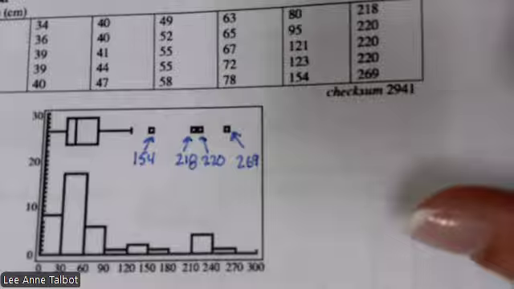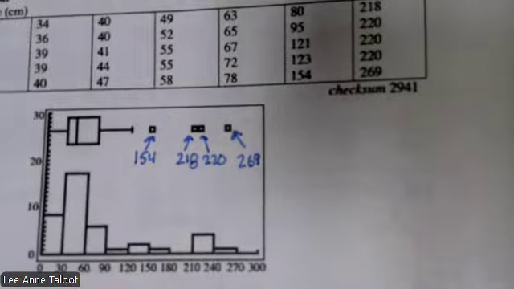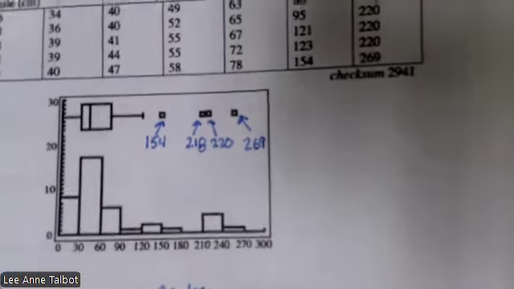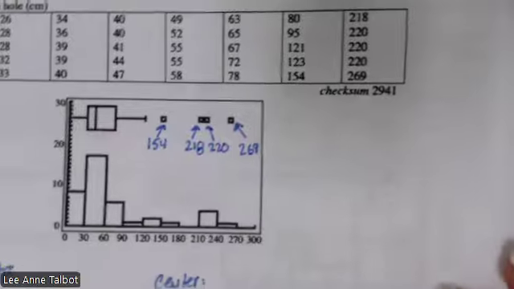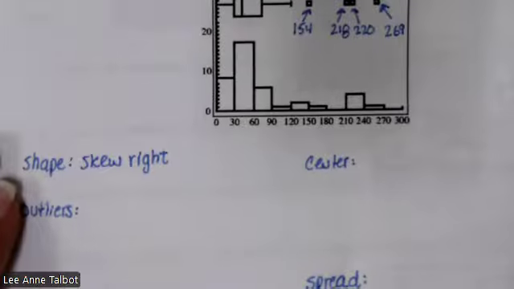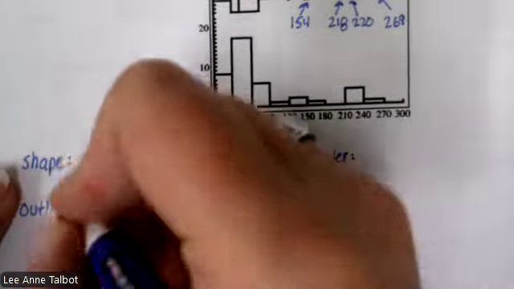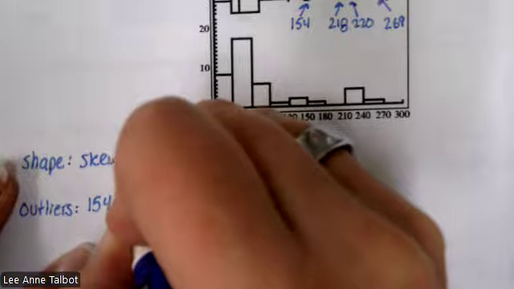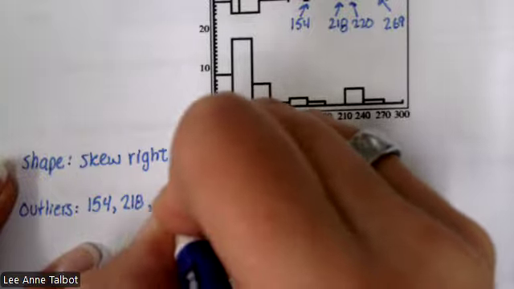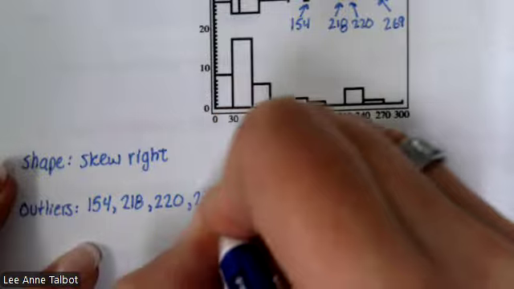Nothing weird happening. Okay, but does it make sense where I got those values from? The table? Okay. So we're just gonna go over to the spot that says outliers and we're gonna write 154, 218, 220, 269.